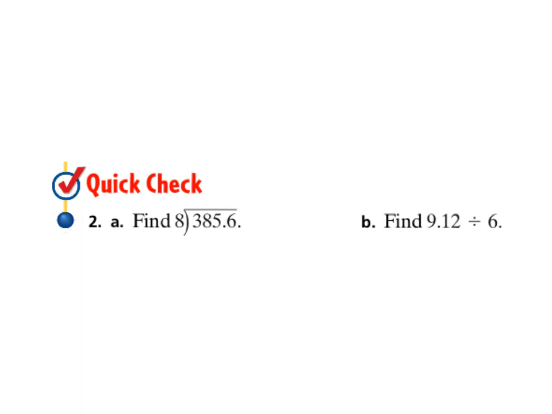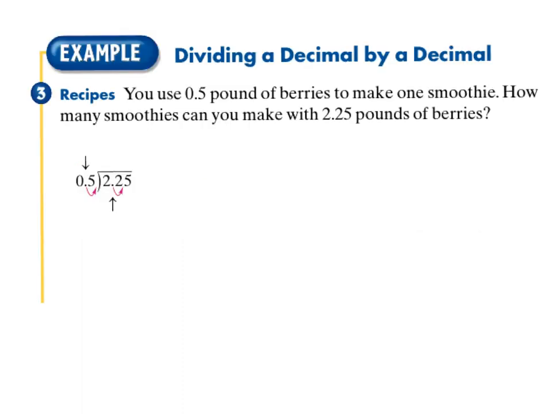Again, make sure they're in your quick check or exercises section, number your work, write down the original problems, and show all your work. Now let's look at dividing a decimal by a decimal. Say you use 0.5 pounds of berries to make one smoothie. How many smoothies can you make with 2.25 pounds of berries? So first we're going to be dividing 2.25 by 0.5.